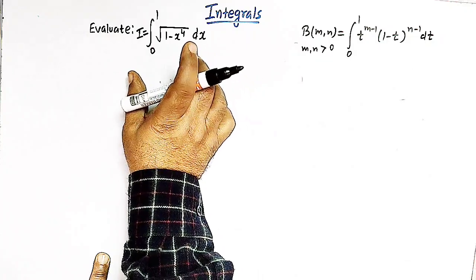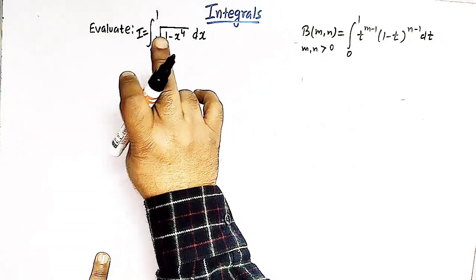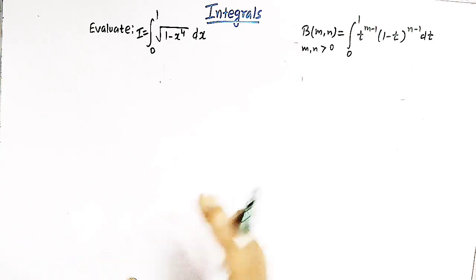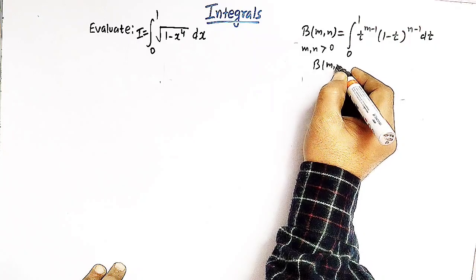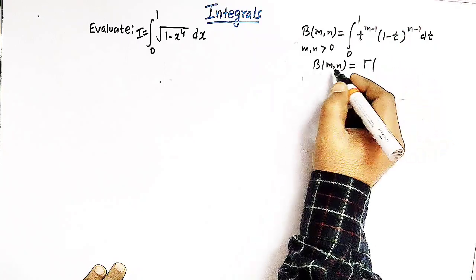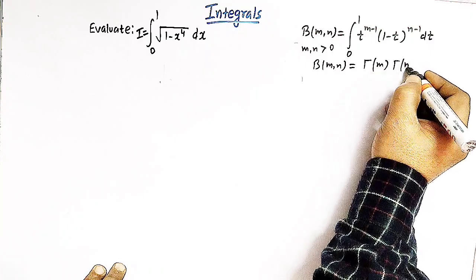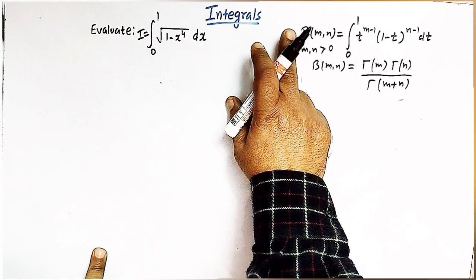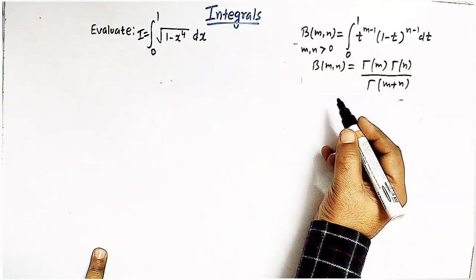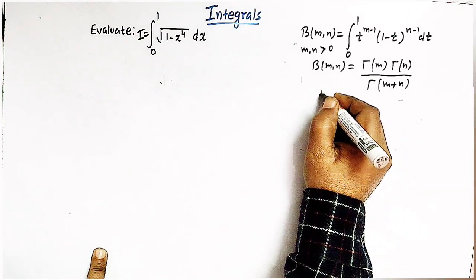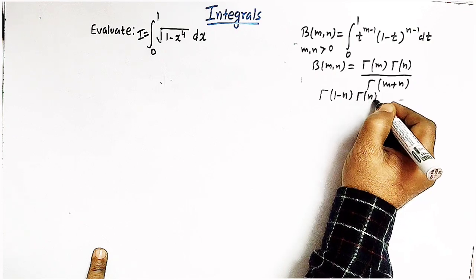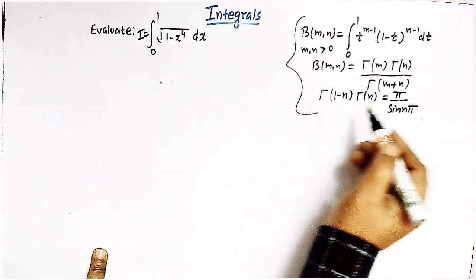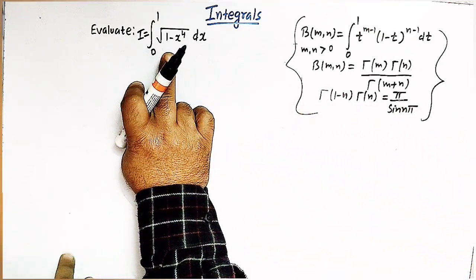So here by making use of the method of substitution, we'll first convert this integral into this one. And then we'll apply the relationship between beta function and gamma function. So the beta function and gamma function are related by this expression, that is beta m comma n is given by gamma m times gamma n divided by gamma m plus n. So apart from these two important results, we'll also make use of the famous Euler's reflection formula, that is gamma 1 minus n times gamma n is equal to pi divided by sine n pi. So these three important results are to be used while solving this integral.